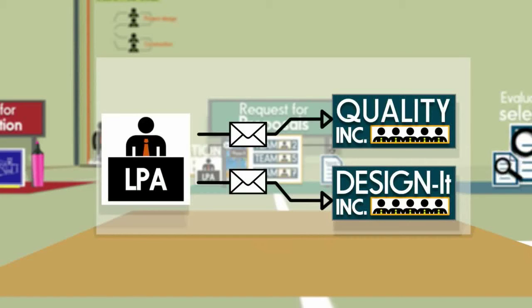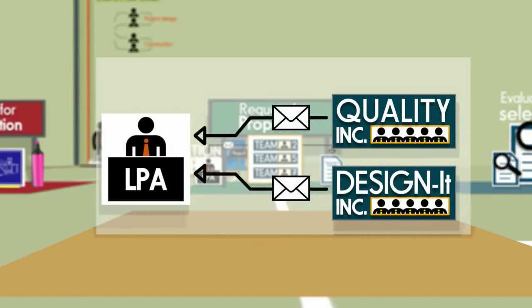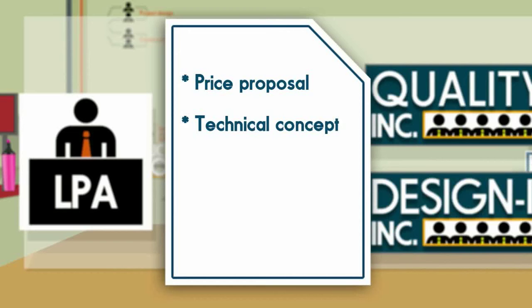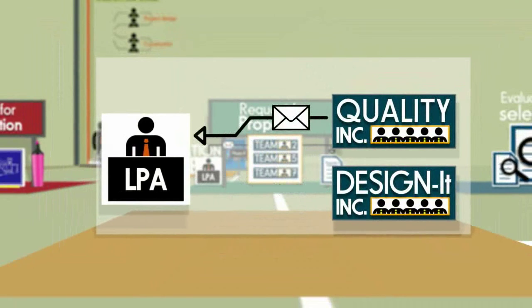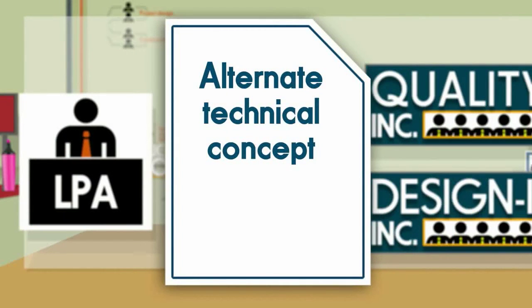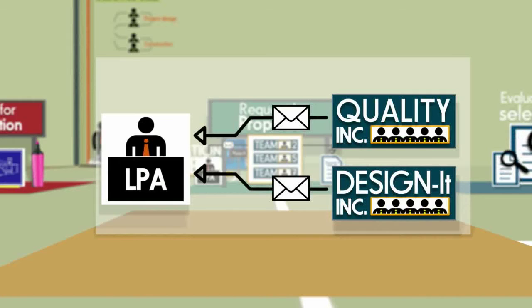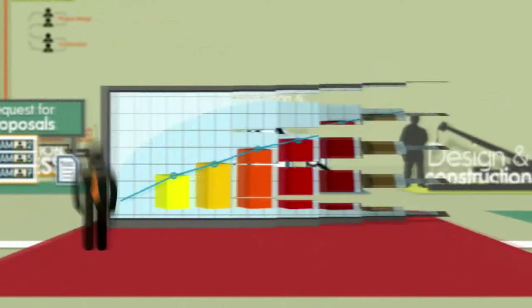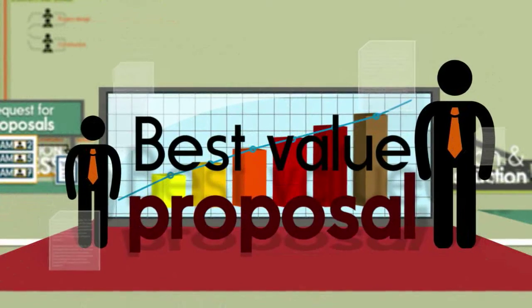Quality Incorporated and Design It Incorporated respond to the RFP with two parts: the price proposal and a technical concept, the design that shows how the team intends to complete the proposed work. Quality Incorporated also provides an alternate technical concept that adds to, but doesn't replace, the original design requirements. Hometown LPA evaluates the proposals using the established criteria. Hometown can also allow oral presentations to clarify information or discuss questions from the competing teams. Price proposals are opened only after evaluation of the technical proposals.